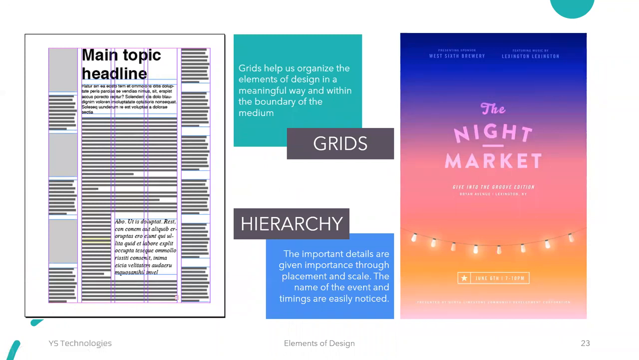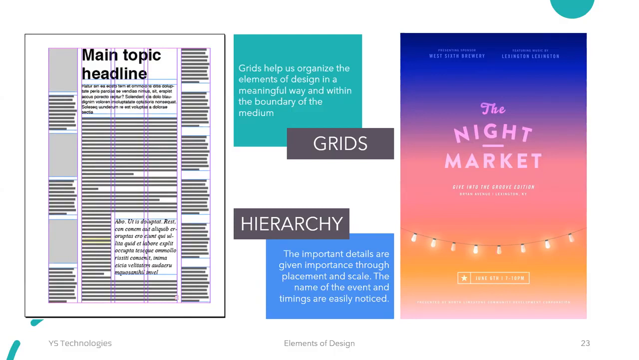So as mentioned before, hierarchy is a way we give a relative importance to the elements of design in a project. Now in this poster here on the right, when we look at it, we immediately know the title of the event, the name of the event, where it's going to be, because it's at the smack center, and also when it's going to happen. Even though it's slightly a little lower, it has been framed, it has been put in a box, and there is an icon of a star next to it.